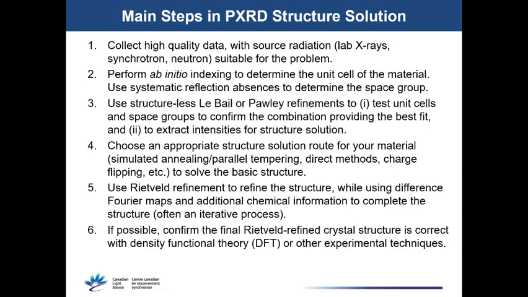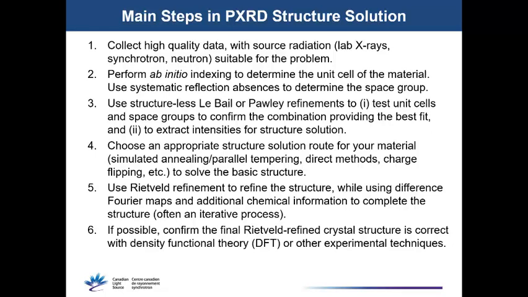When you think you have the optimal cell and a good Le Bail or Pawley refinement, then you need to choose a method of structure solution. And often this entails trying more than one method until you obtain a basic structure that explains the pattern well and it looks chemically plausible as well.